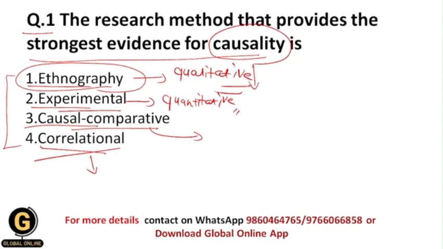Okay, and that's why the correct answer for this question is the second, that is experimental research method. Students, in an experimental study, the researcher manipulates the independent variable and controls all other variables that could influence the outcome, and it allows for the establishment of a cause and effect relationship between independent and dependent variables. Because of all these characteristic features, the experimental research method provides us the strongest evidence for causality.